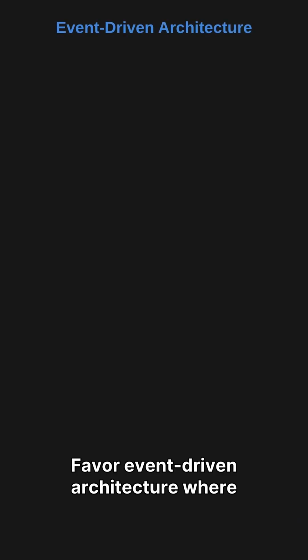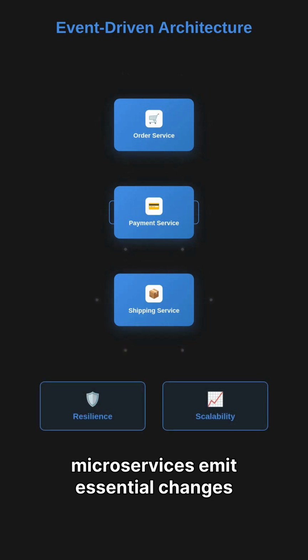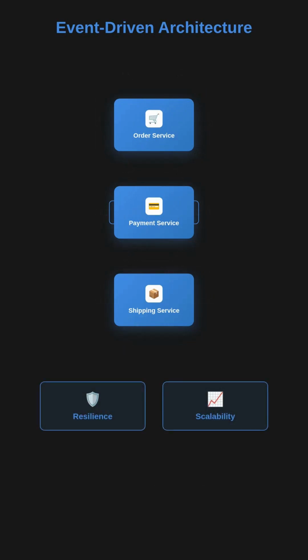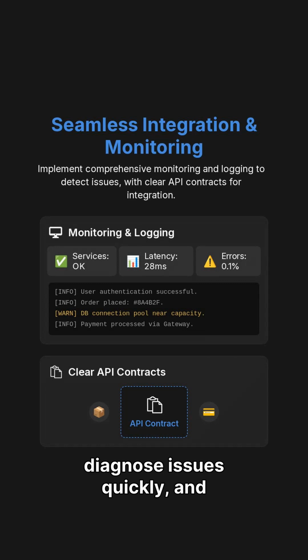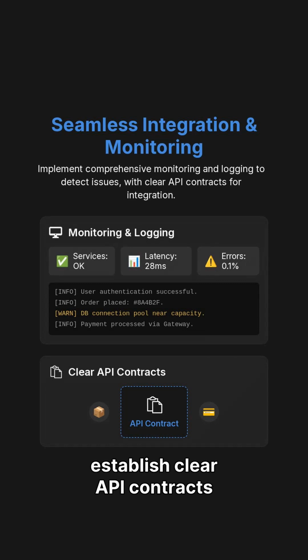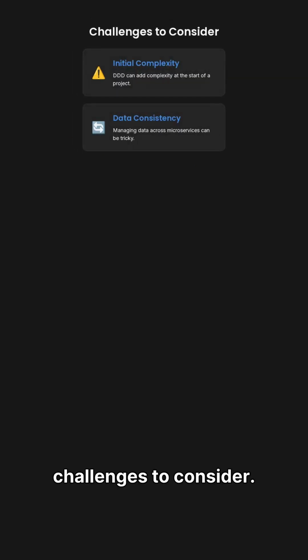model. Favor event-driven architecture where microservices emit essential changes as domain events, enhancing resilience and scalability. Implement comprehensive monitoring and logging to detect and diagnose issues quickly, and establish clear API contracts for seamless integration. Of course, there are challenges to consider.